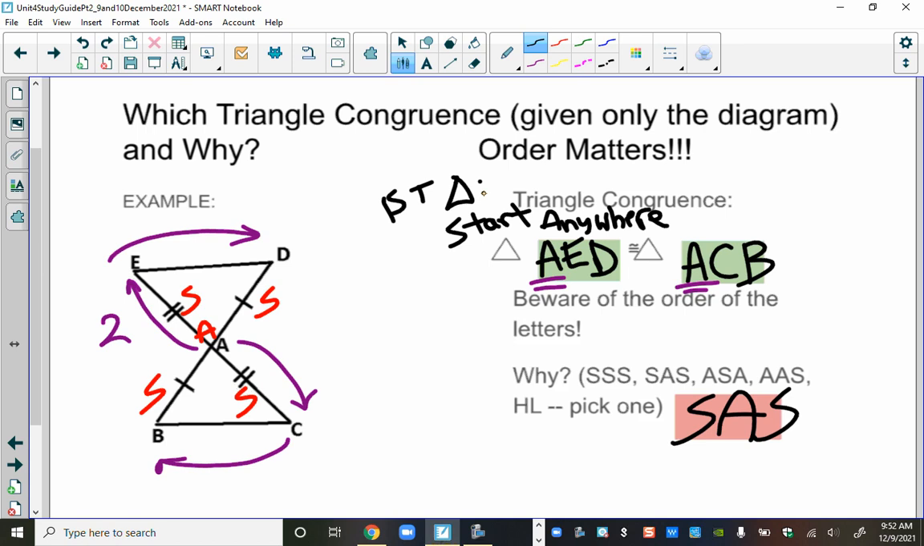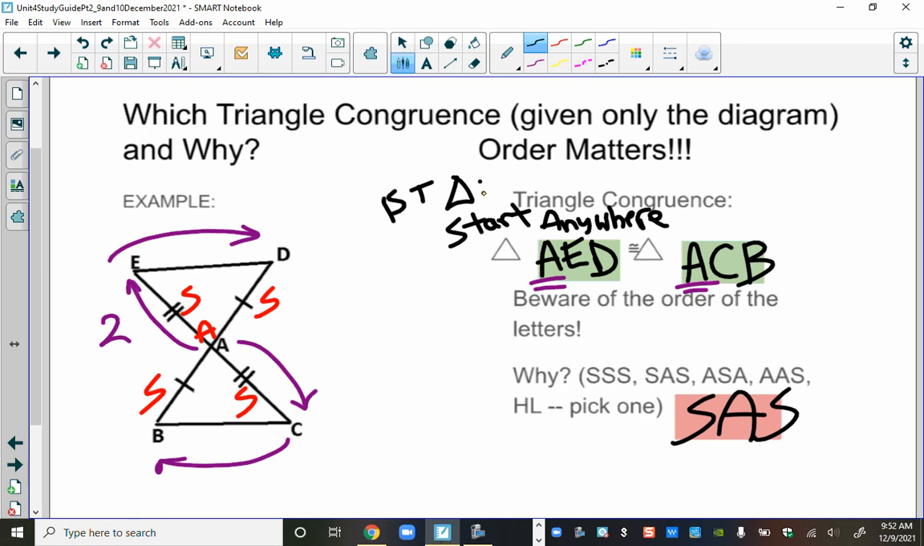You could have started at D. You could have went from D to A up to E, or E, D, A. That's fine too. But then, wherever you start for the first triangle, that's going to tell you exactly where you start for the second triangle. And I think when we revisit that example, I think that's what's going to happen. I think I started at a different point. So the triangle congruency order is going to matter.